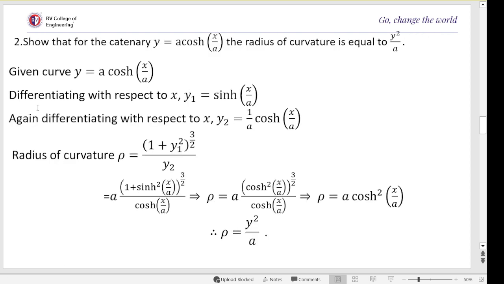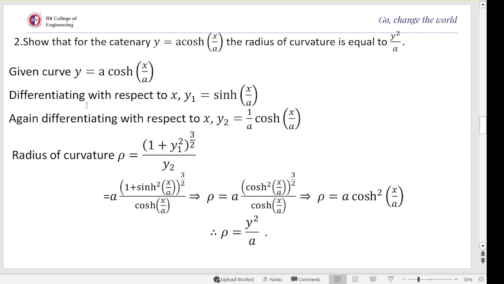Coming to the next problem. Show that for the catenary y equal to a cos h (x by a), the radius of curvature is equal to y square by a. Just analyze the curve here, students. Since the curve is in x and y, that is in terms of the variables x and y, it is a Cartesian curve. So to find the radius of curvature in Cartesian, the formula is (1 plus y1 square) power 3 by 2 by y2. So here you have to find y1 and y2.